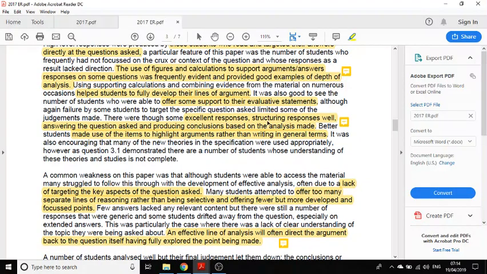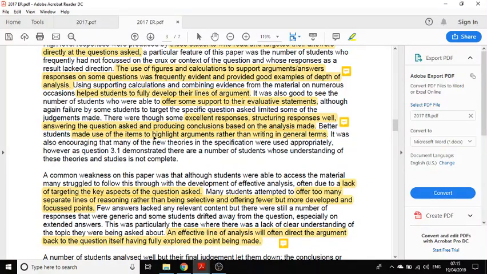So it says here, excellent responses structured their answers well, answering the question asked and producing conclusions based on the analysis made. So they're telling you there that they don't want you necessarily to bring in anything new to a conclusion, but they want you to put a weighting on the arguments that you've previously made. Why is this argument more important than another one?